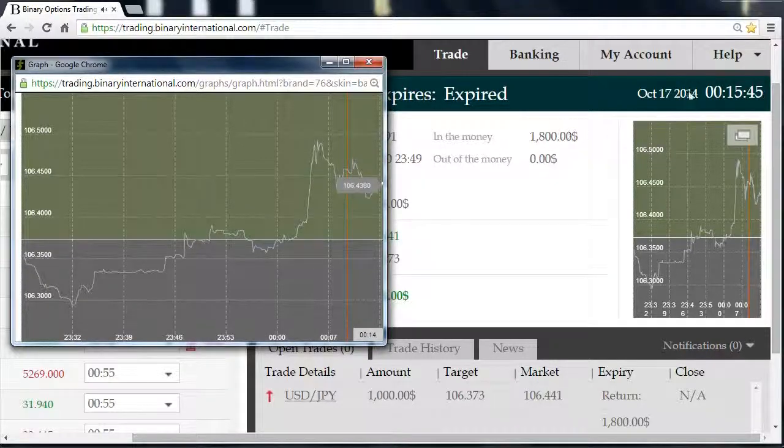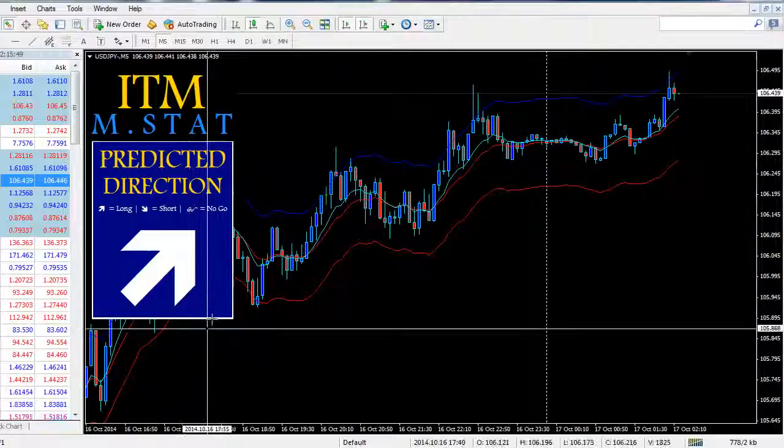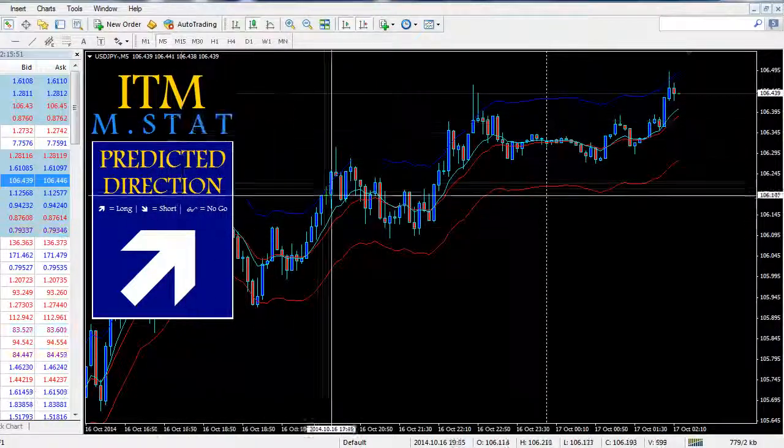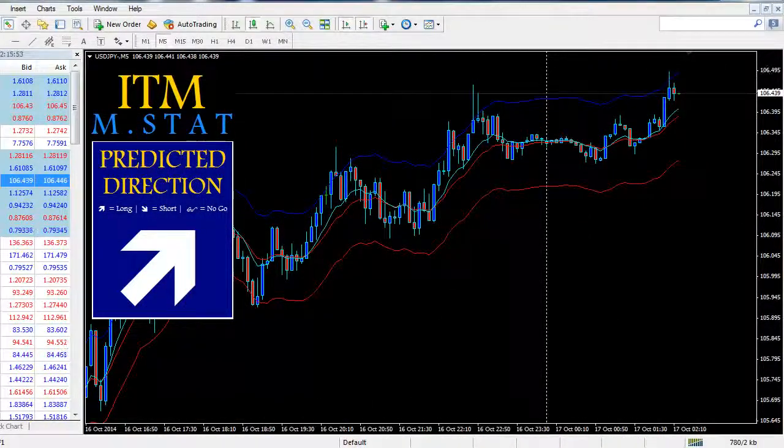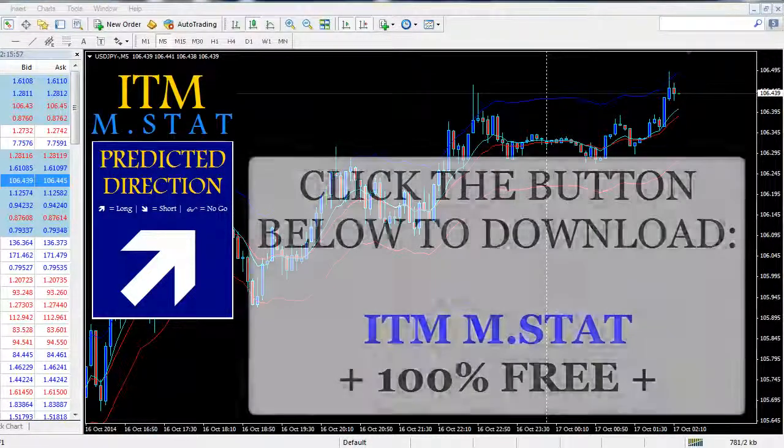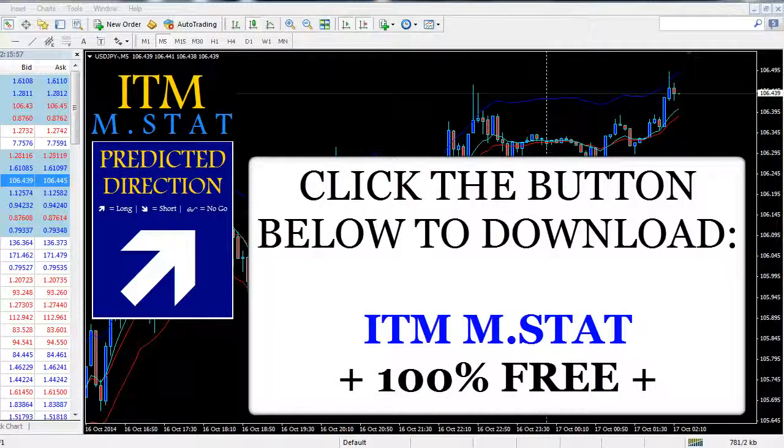The trade has now expired and the platform has completed calculation of expiry. $1,800 gross return with an $800 net profit, as the payout on this trade was 80%. And this was an example of using ITM MStat quite simply to your advantage on the US dollar Japanese yen.